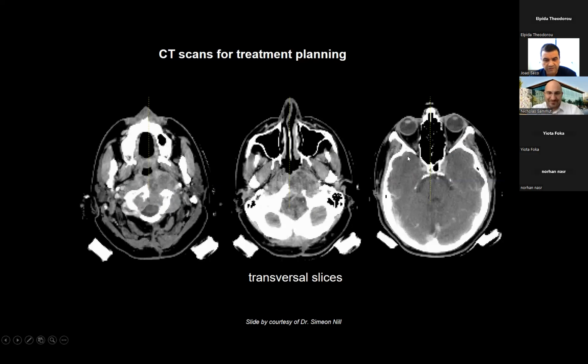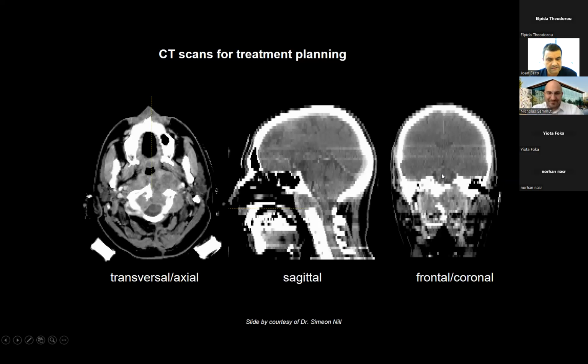However, within the soft tissue, it's usually pretty hard to really distinguish components, but it offers the information that we need for the treatment planning, which is the electron density. Here's an example of looking at the patient from different directions. This is a transversal axial slice. This is a sagittal slice. And this is a frontal or coronal slice. These are the three definitions that are used to characterize. So axial, sagittal, coronal.